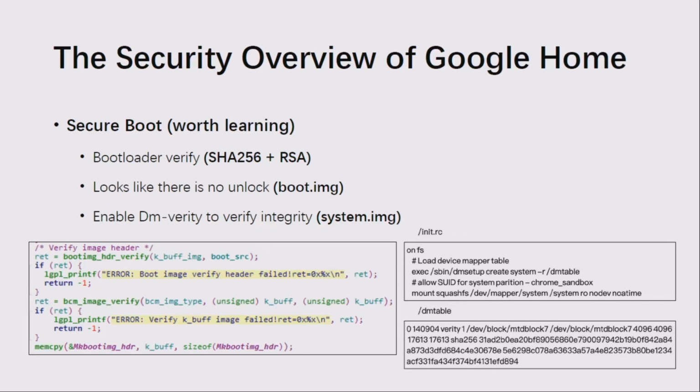The details are as follows. The bootloader and boot images use the same signature methods and are verified with SHA and RSA signatures. The bootloader has no logic to provide unlocking. In addition, Google Home also performs integrity verification on the system image.